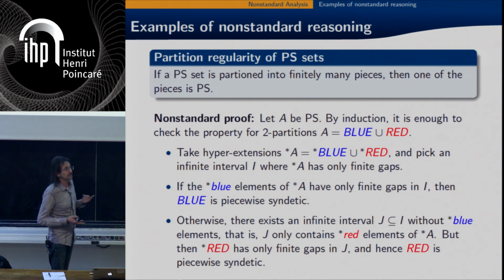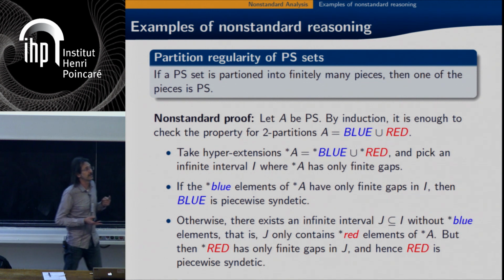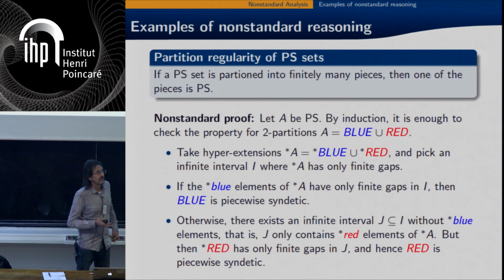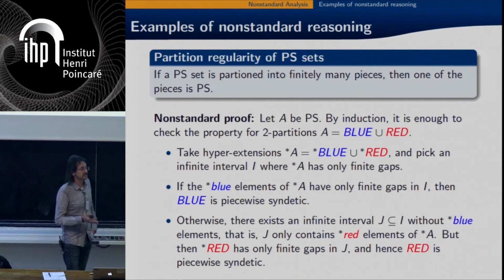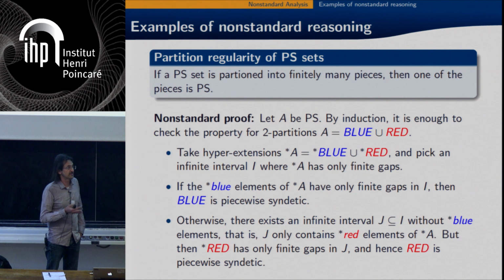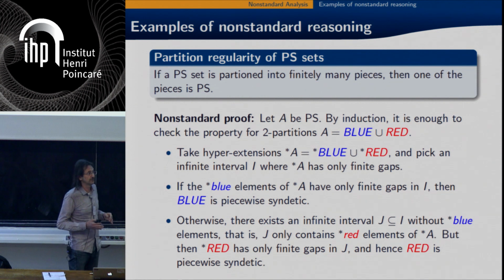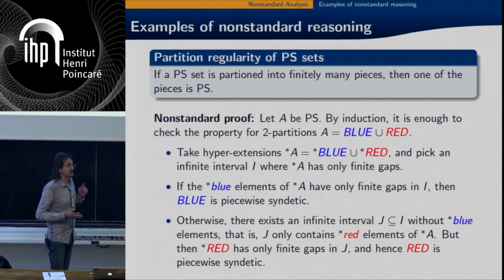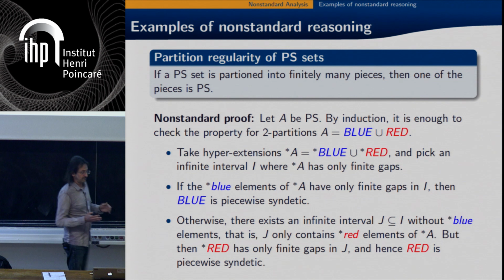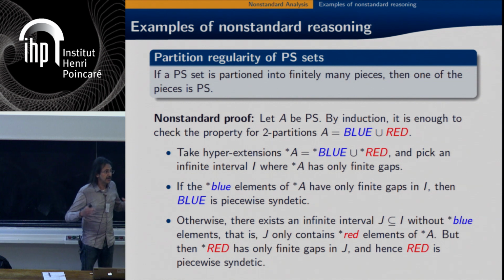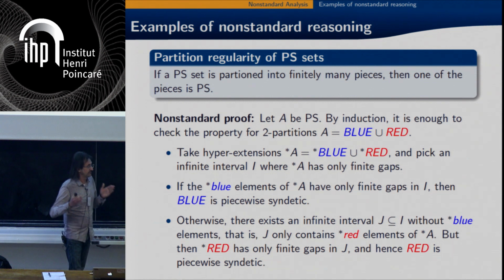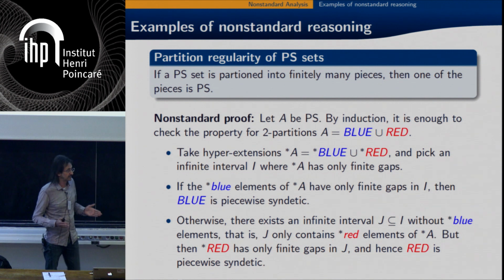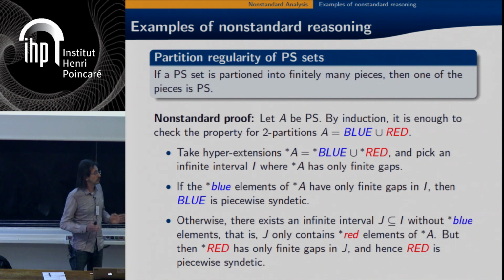If the blue elements of star A only have finite gaps, then it means that the set blue is piecewise syndetic, because we found this infinite interval where we only have bounded gaps. But if this is not the case, it means that it must have an infinite gap, meaning that there will be an infinite interval with no blue element.